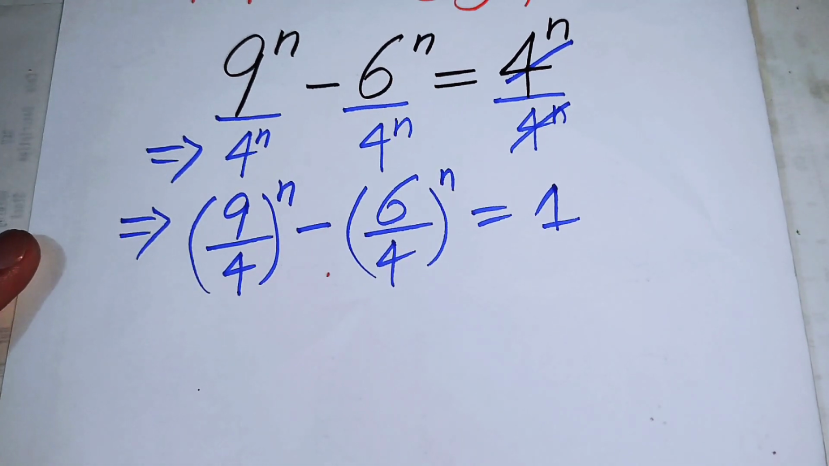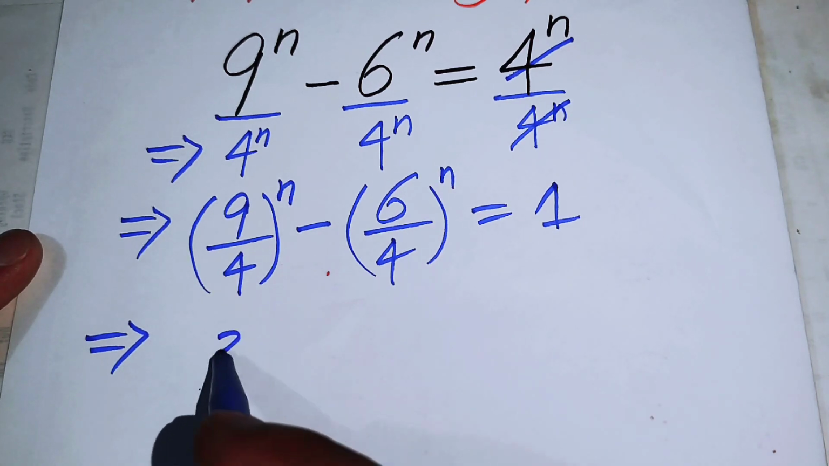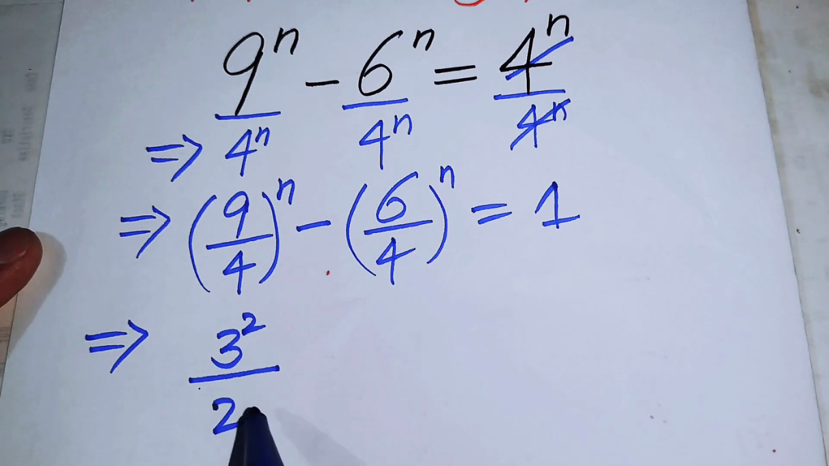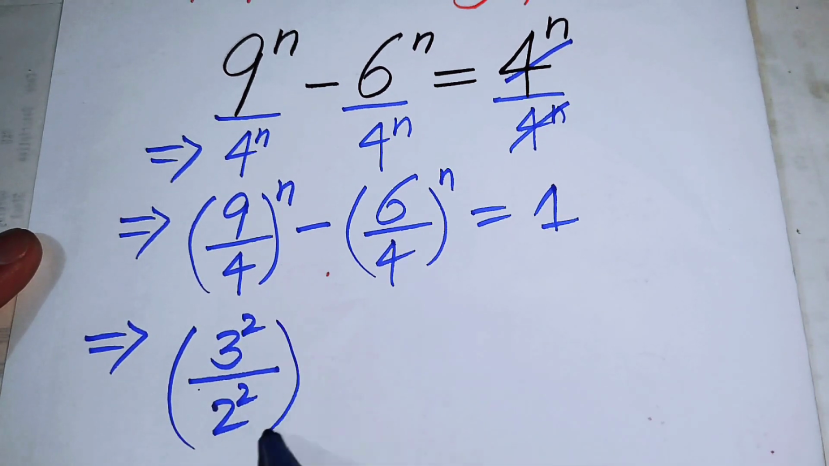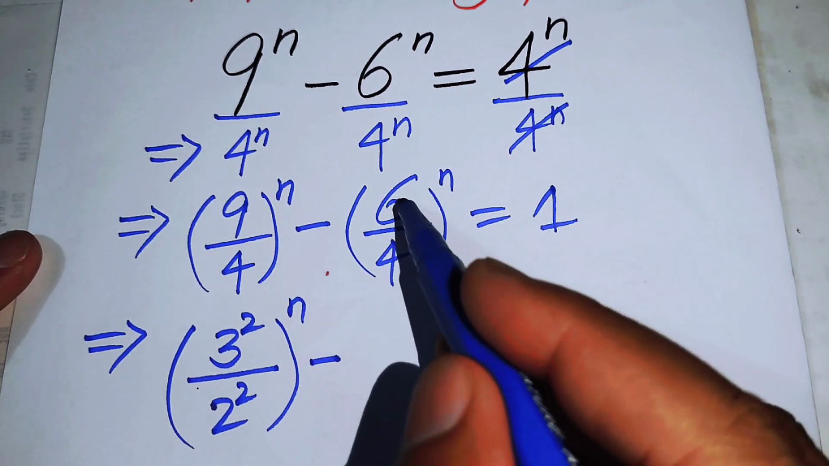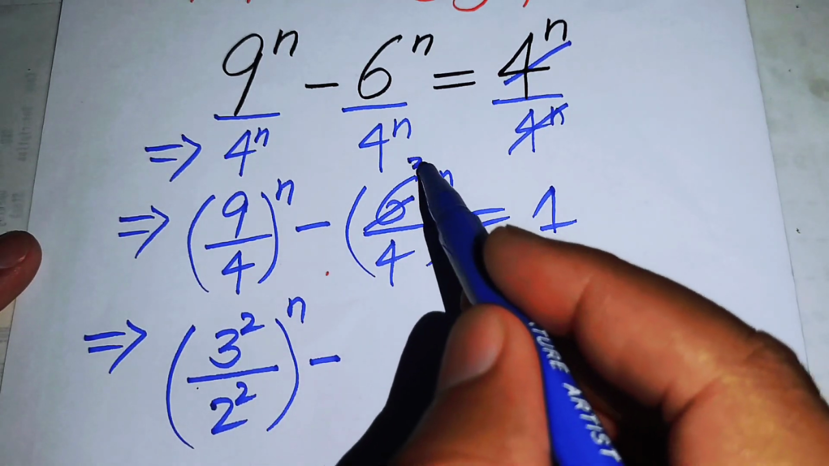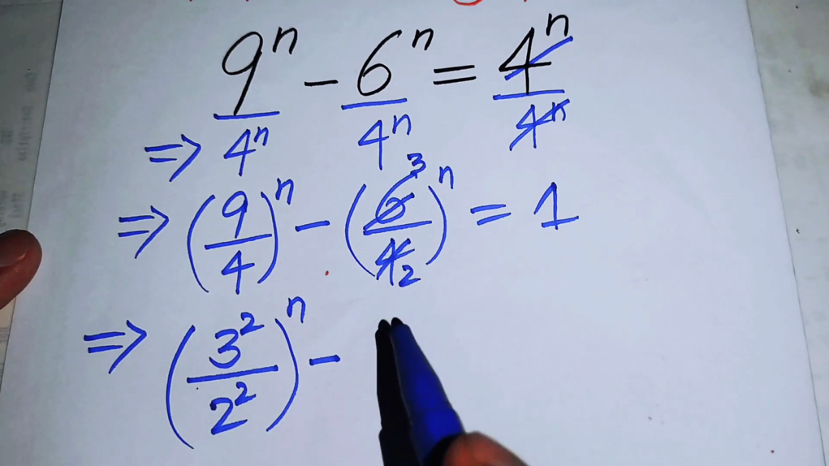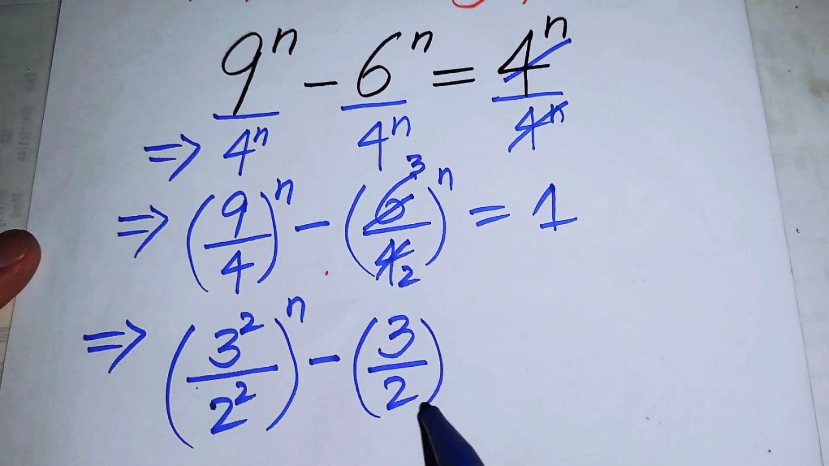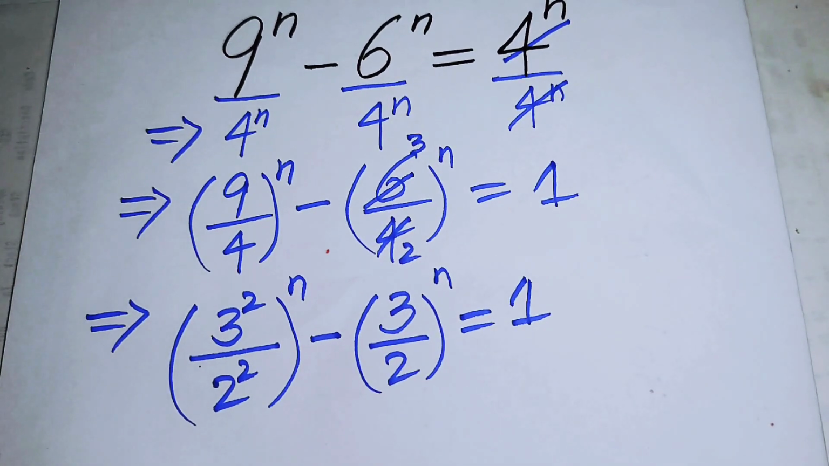After this step we will simplify the terms, and here you have 9, we will write it as 3 square over, here you have 4, we will write it as 2 square and its whole power n, minus, we cancel these two terms by the table of 2, so here you have 2 3s are 6 and 2 2s are 4, so it will become 3 over 2 to the power of n is equal to 1.